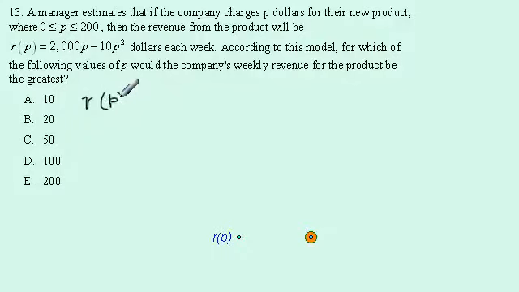R(p) is given as, because most of us are comfortable with the negative sign in the front of the equation, and that makes it easy to understand whether the parabola is opening up or opening down. So by rewriting this equation, minus 10p squared plus 2000p, the same equation which is written here, I rewrote it here.